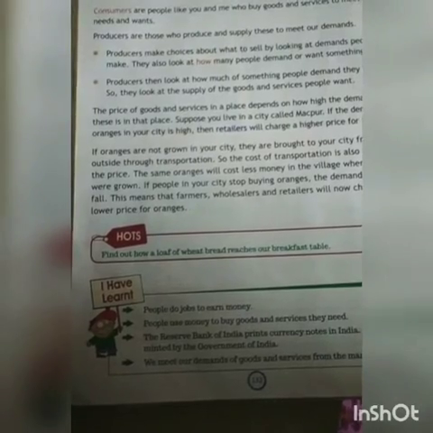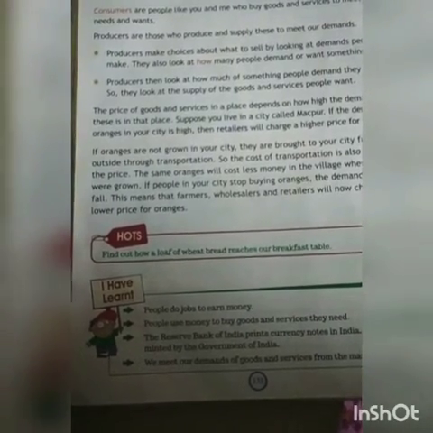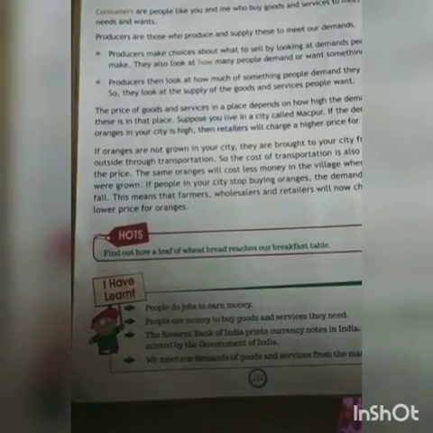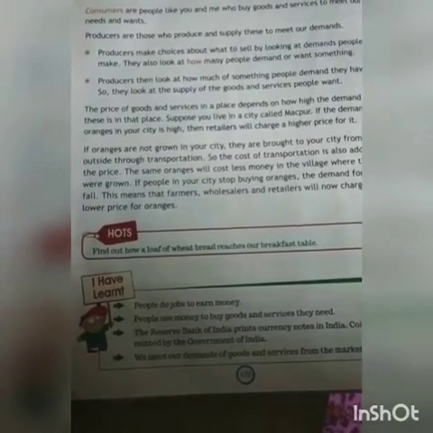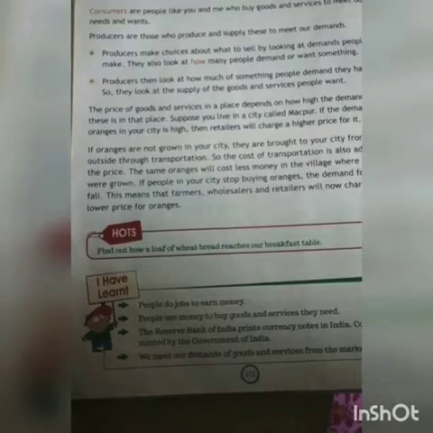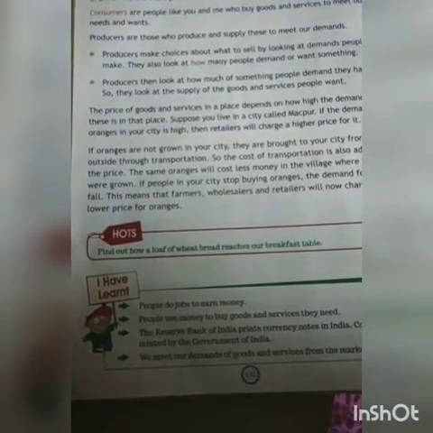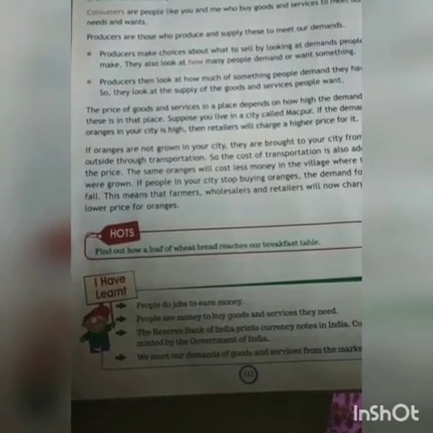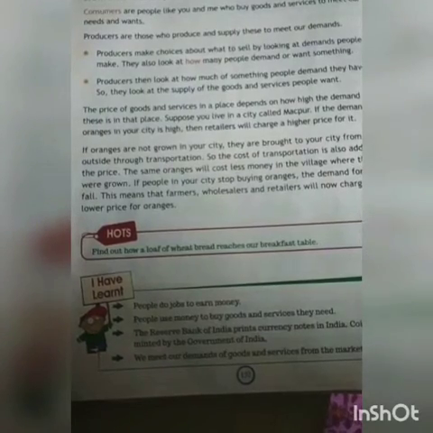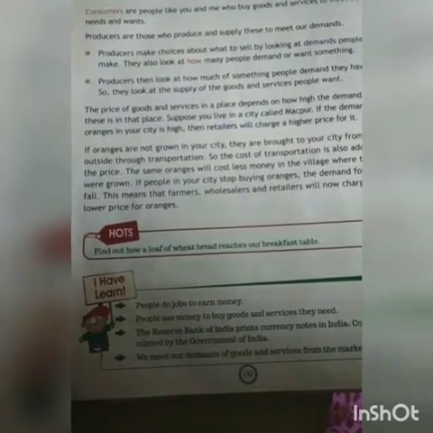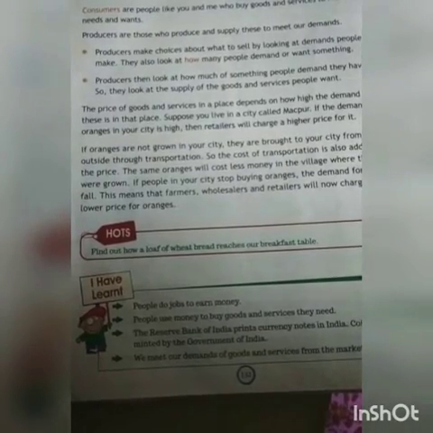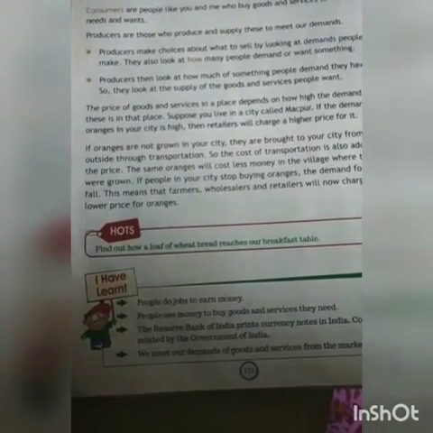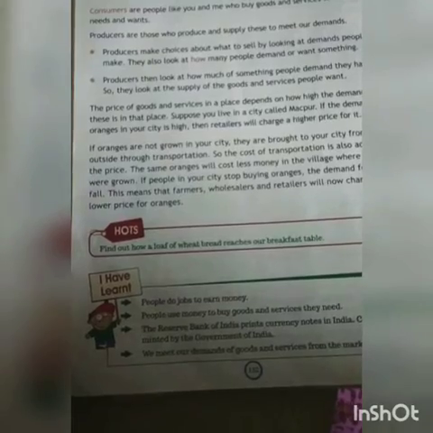About consumers and producers, we are very much clear about the meaning of these two terms from our previous class, no? So I'm brushing up on what we mean by consumers and producers. Producers make choices about what to sell by looking at the demands people make. So how do producers produce the product? If there is demand for a particular product in a particular area or region, the manufacturers or producers produce that to satisfy the demand and to sell that product, right?